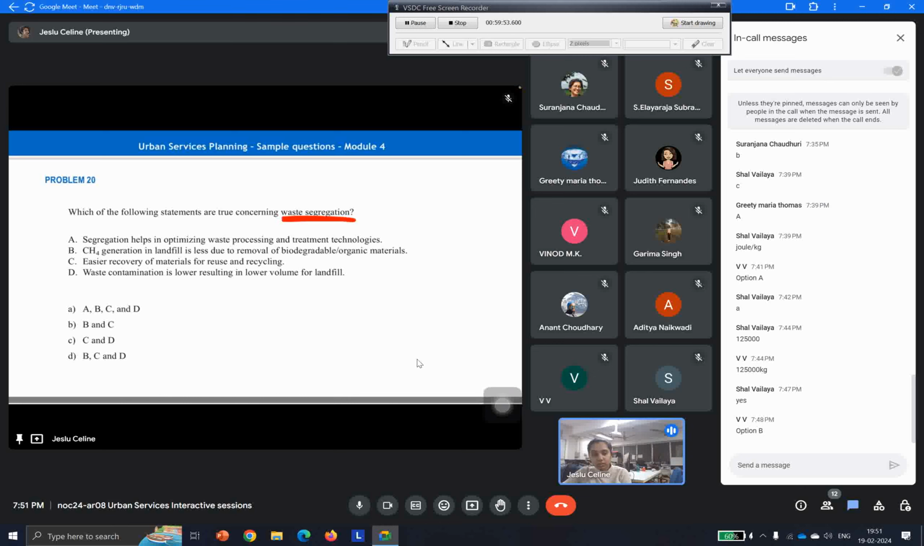So first one, segregation helps in optimizing waste processing and treatment technologies. Yes, because when we segregate, different treatment technologies can be used for different types of waste. Whereas if we don't segregate and we put everything together, then the process is not very efficient. So that's a correct answer. Then we have methane generation in landfill is less due to removal of biodegradable and organic material. Somebody says all, yes, let's come to that. So this B is also correct.